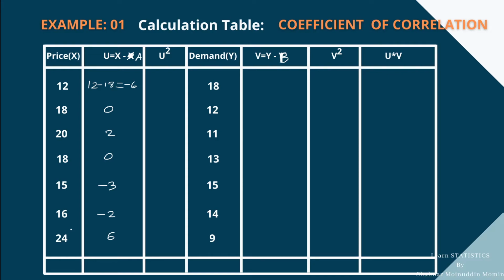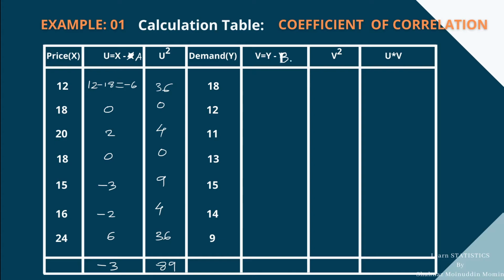Now to obtain the mean of u, we require the total of u. So I will calculate the total of u, and it comes out to be minus 3. Now one can obtain u square by squaring the column of u. So it is 36, 0, 4, 0, 9, 4, 36. By adding all the values from column u square, we get the sum of u square as 89.